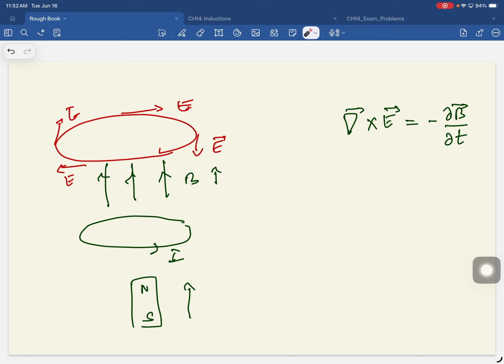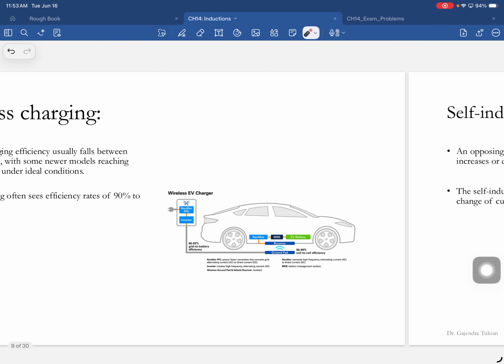So this is what you want to remember. A changing magnetic field is inducing this, so an increasing magnetic field will induce an electric field like that. The best way to change a magnetic field is to have an AC current in your primary coil, which will induce an AC voltage in the secondary coil.